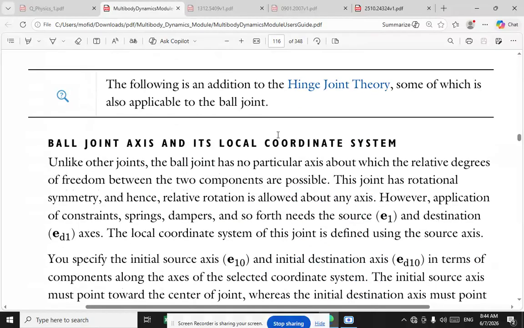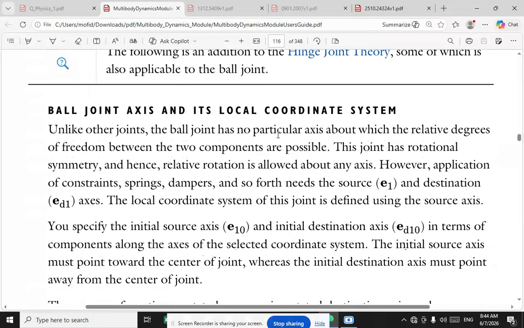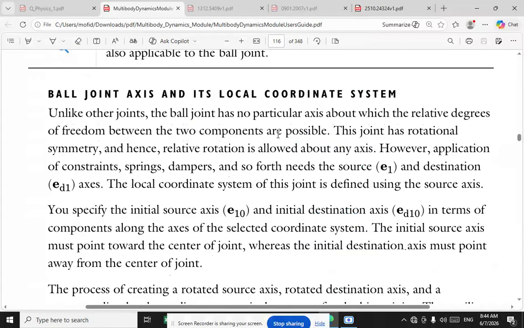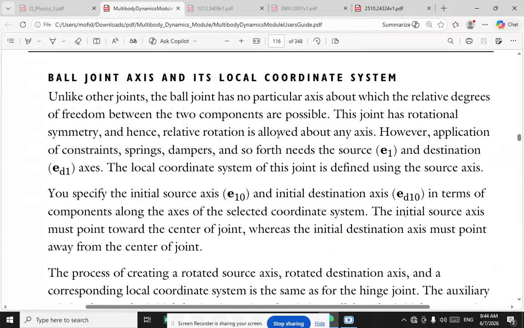Ball joint axis and its local coordinate system. Unlike other joints, the ball joint has no particular axis about which the relative degrees of freedom between the two components are possible. This joint has rotational symmetry and hence relative rotation is allowed about any axis. However, application of constraints, springs, dampers, and so forth needs a source E1 and destination ED.